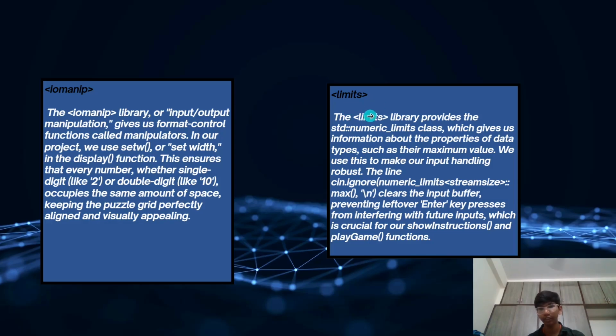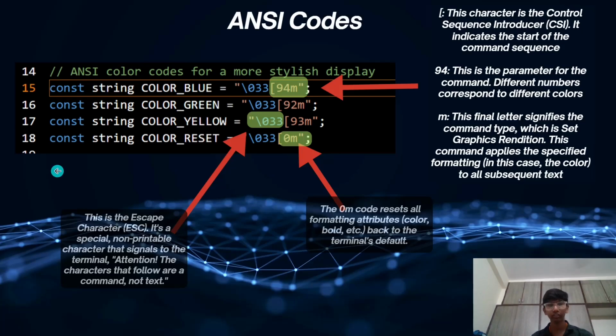Next is the limit library. The limit library provides the numeric limit class, which gives us information about the properties of data types, such as the maximum value. It is used for having the maximum value of a particular data type. For example, for int, we have to find the maximum data it can store. So we will be using the limit library. We are using cin.ignore(numeric_limits<streamsize>::max()), which actually clears the input buffer.